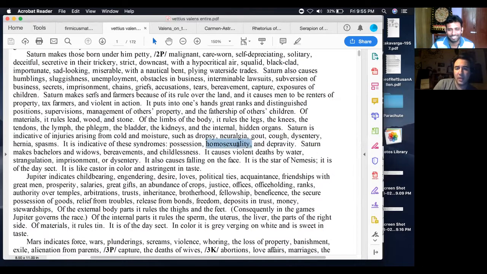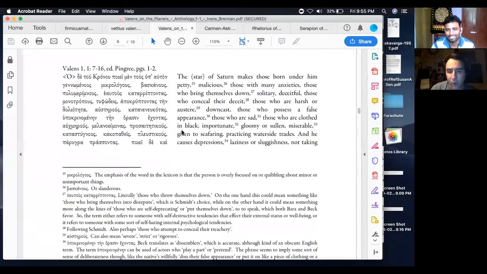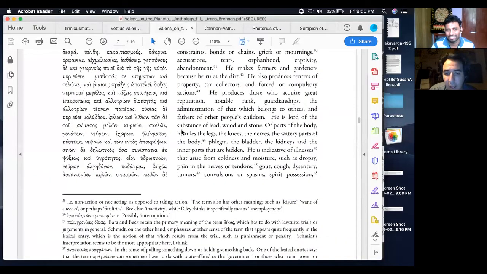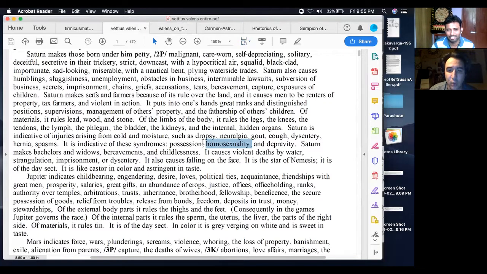Homosexuality and depravity. Well, in Chris's translation, he researched that word a bit more and found that it was about gender deviance, which is quite interesting. So Saturn will rule over eunuchs, asexuals, and anyone who is gender deviant, which in today's world means transvestites, transgender people, and things like that as well. It's not just homosexuality. I think it's a really good thing that he has mentioned.